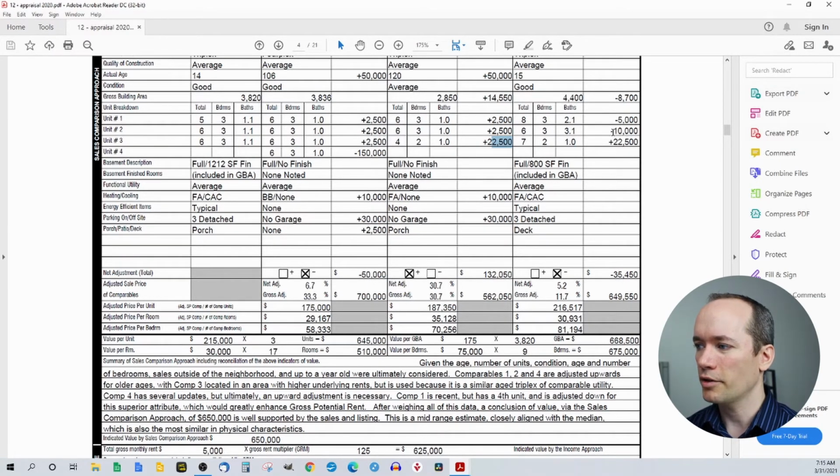Here in comp number 3, this one has 3.5 baths, and so they made an adjustment of $10,000. So we can kind of calculate that the half bathroom is the same. So if you make the difference of 1 bathroom compared to 3 bathrooms, that's a difference of 2. So it looks like the appraiser is making an adjustment of $5,000 per full bathroom. And that would be consistent with this rental unit here, where it's got the same number of bedrooms, same number of half baths, but it has 2 full bathrooms instead of 1 full bathroom. And so this is an adjustment of $5,000.